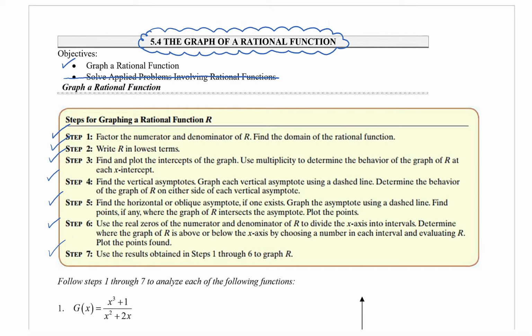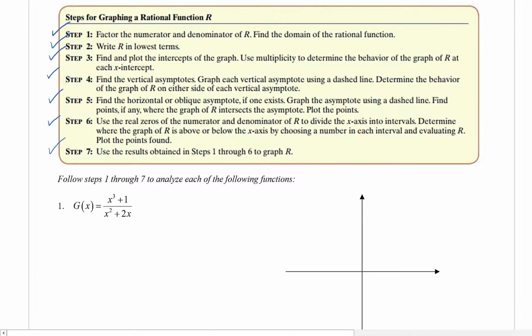Step 5, find the horizontal and oblique asymptote. If one exists, graph that asymptote using a dashed line and then find points, if any, where the graph of r intersects the asymptote. Plot the point. Step 6, use the real zeros of the numerator and denominator of r to divide the x-axis into intervals. Determine where the graph of r is above or below the x-axis by choosing a number in each interval and evaluating r, and then plot the points. And step 7, use the results in all of these steps to graph r.